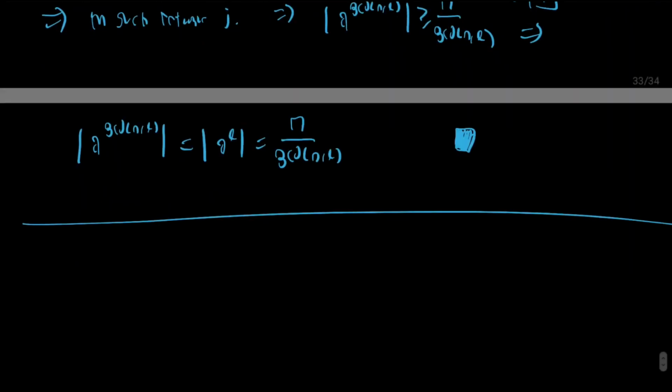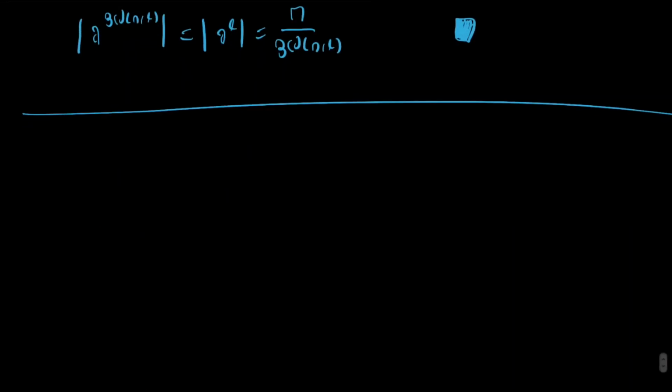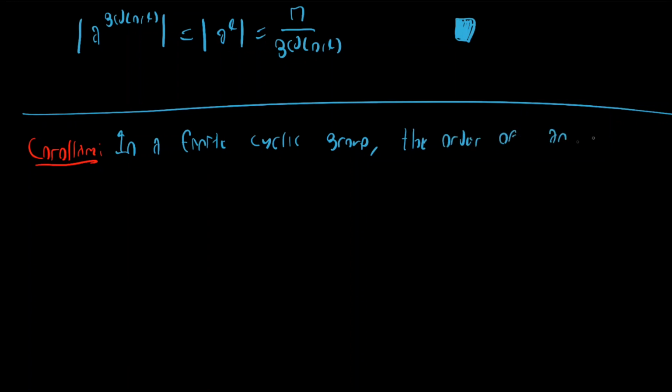So now one might ask, how does this imply what we said earlier? And that is the fact about the generators of the additive groups modulo n, and in general generators for finite cyclic groups. And well, this is done by the several corollaries that this theorem has. So the first one: in a finite cyclic group, the order of an element divides the order of the group.